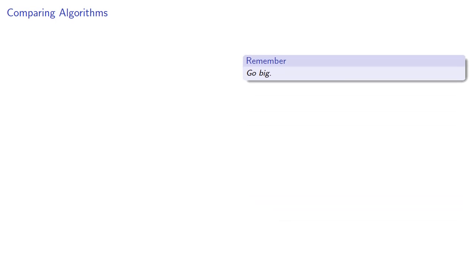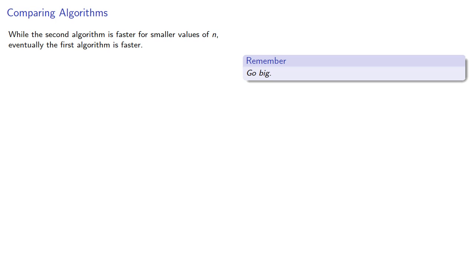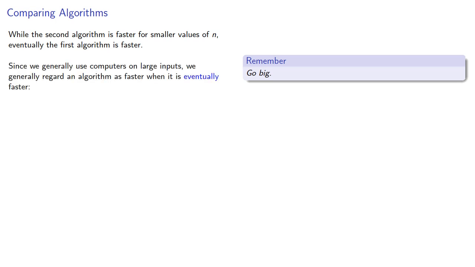And a useful idea moving forward: go big. While the second algorithm is faster for smaller values of n, eventually the first algorithm is faster. And since we generally use computers on large inputs, we generally regard an algorithm as faster when it is eventually faster. In other words, we want to know what's faster for sufficiently large inputs.